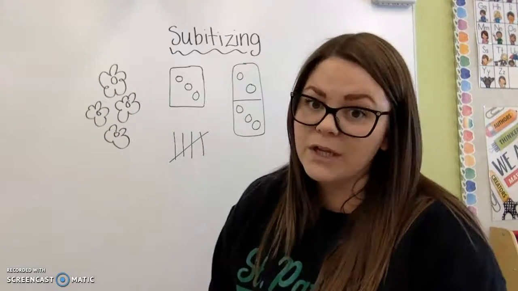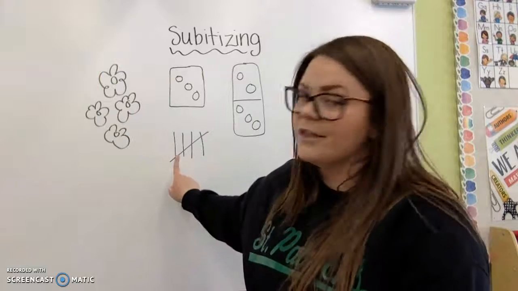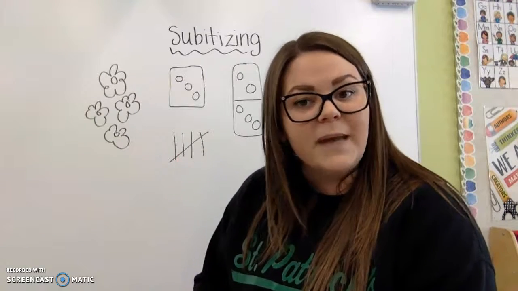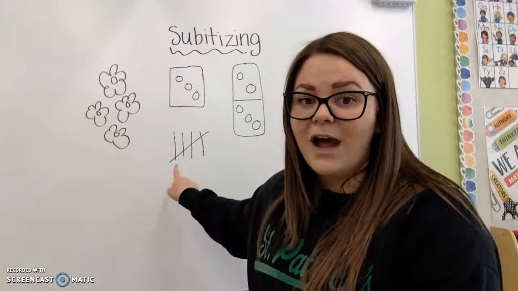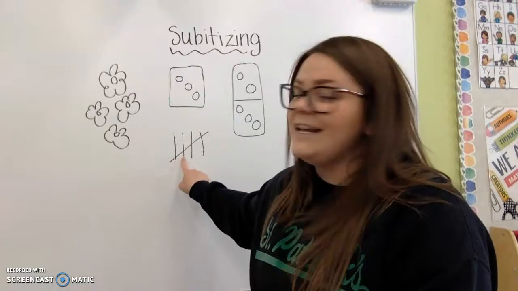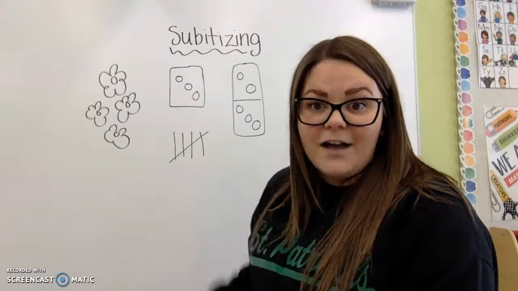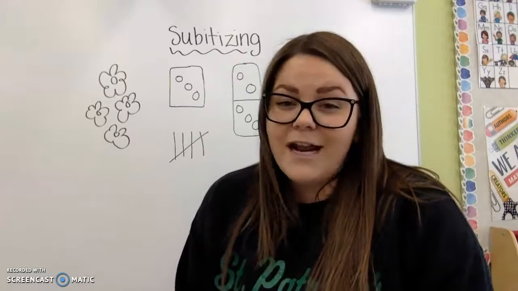Another way we're really good at subitizing is with tally marks and with base 10 frames. We're able to look at the tally mark and know without having to count each tiny tick that this is 5. So we're already pretty great at subitizing.